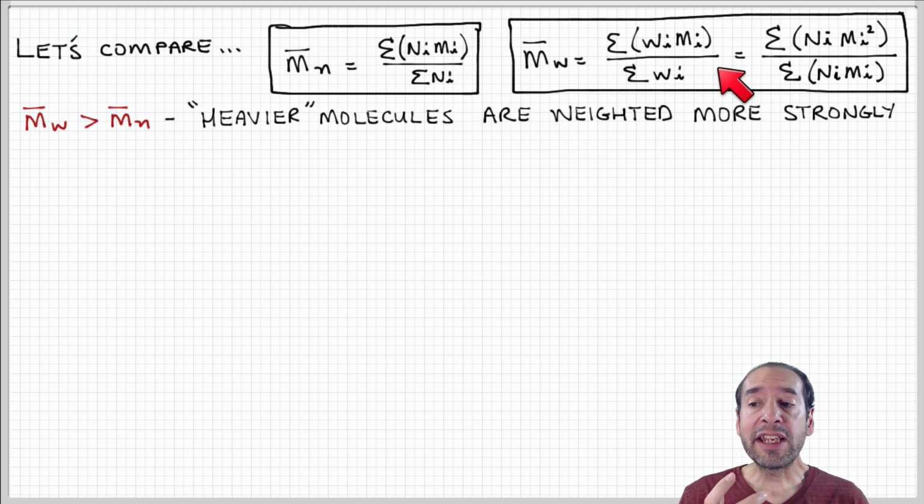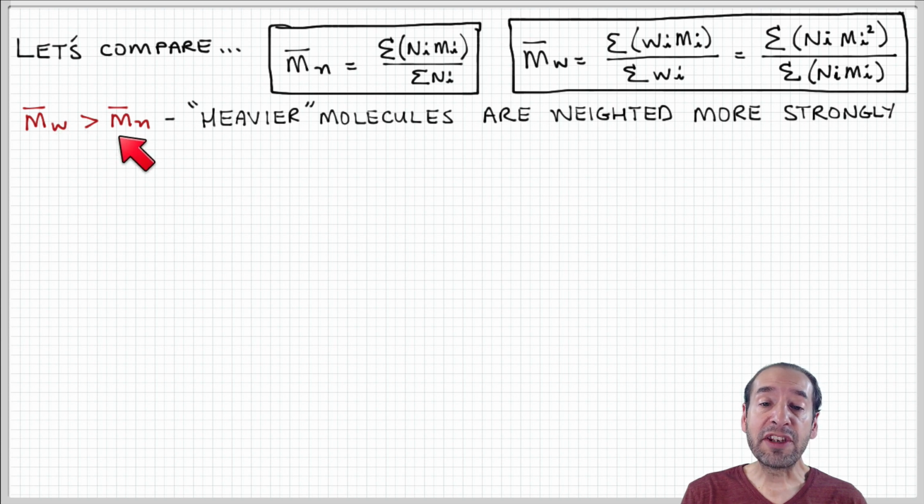Notice that the weight average molecular weight, because it weighs the heavier or higher molar mass fractions of the distribution curve more heavily with this NI squared term, is going to give us a result that's greater than the number average molecular weight. So the weight average molecular weight is greater than the number average molecular weight for this reason.